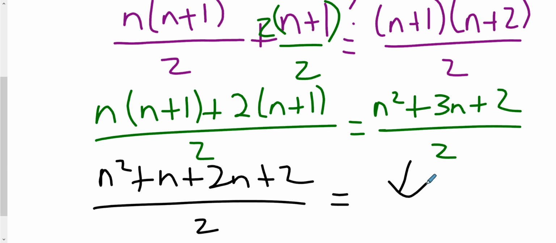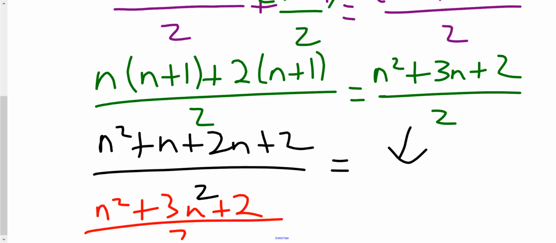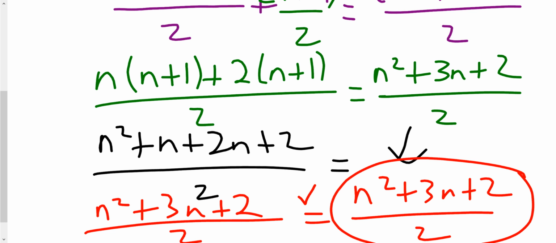Let's bring this down. And if you take a look and notice, it does simplify to the exact same thing. We've got n squared plus 3n plus 2 over 2 equals n squared plus 3n plus 2 over 2. This is the answer we're looking for because that is the P sub n plus 1. And so you'll put in n squared plus 3n plus 2 divided by the 2.